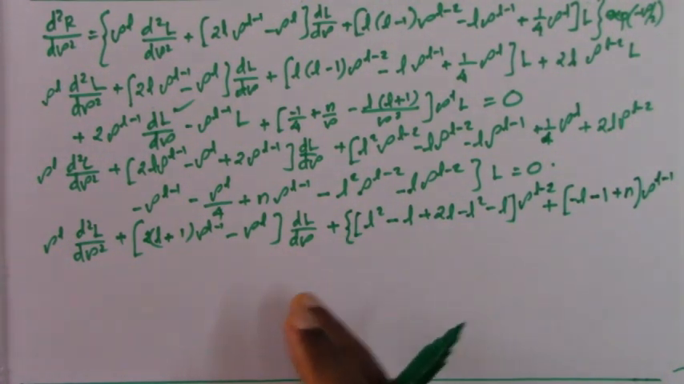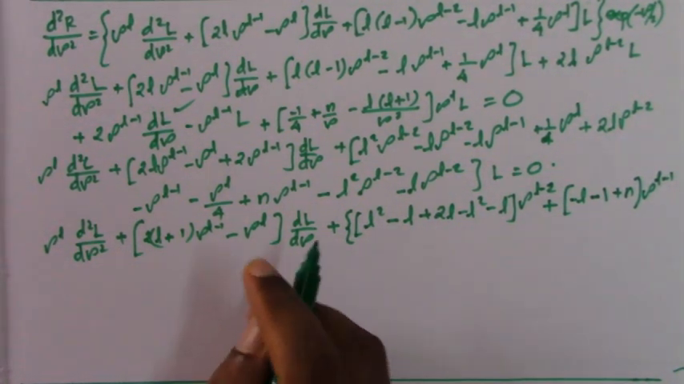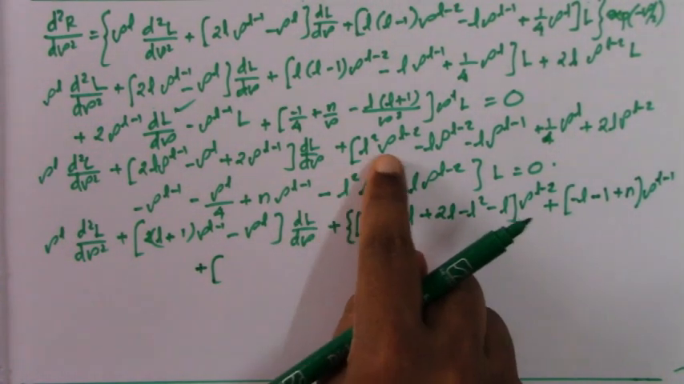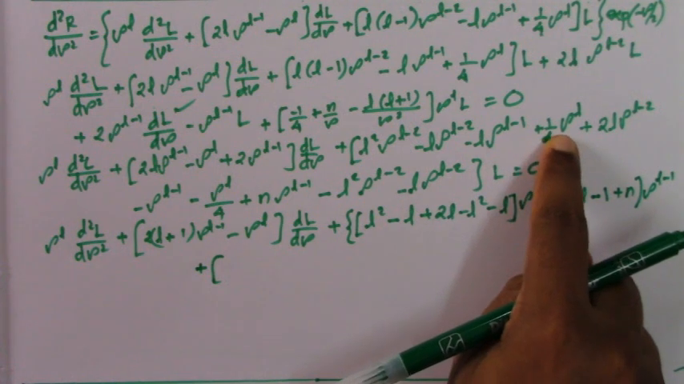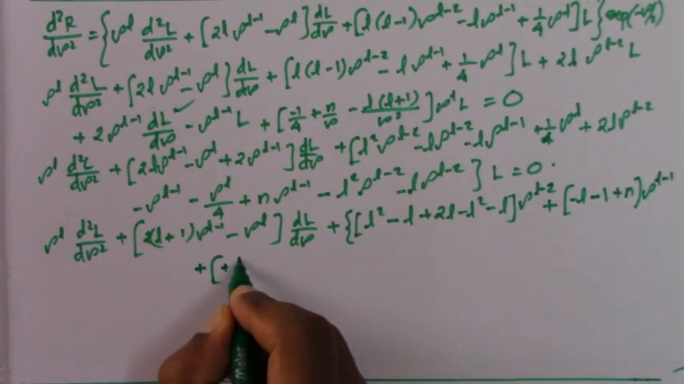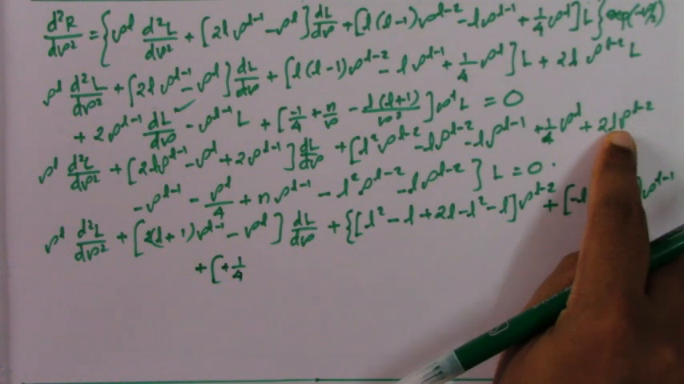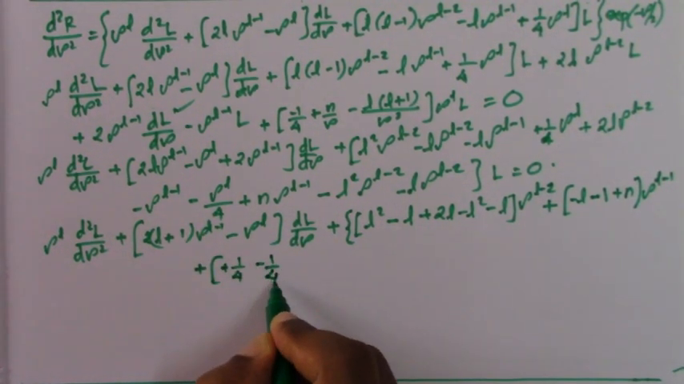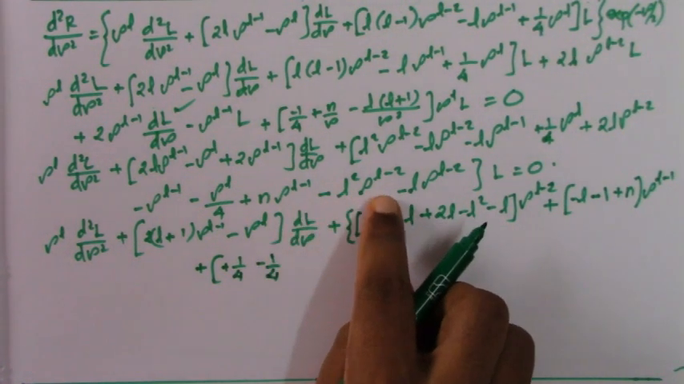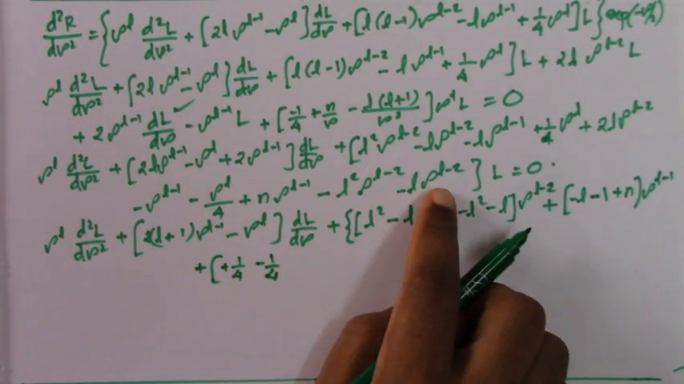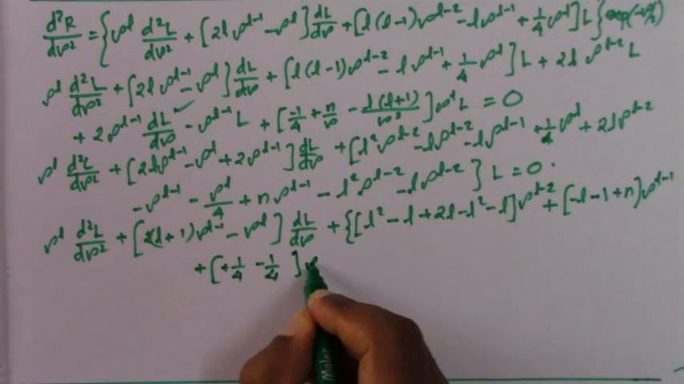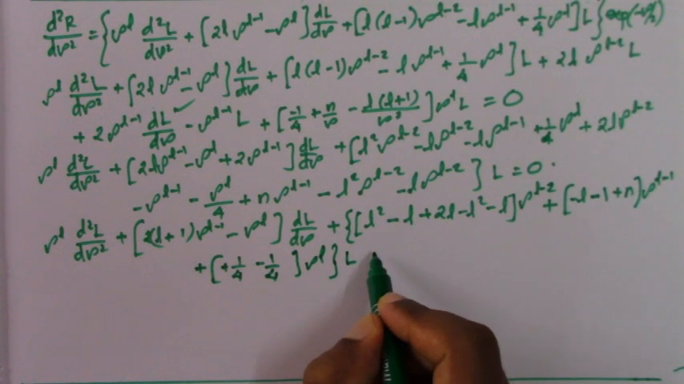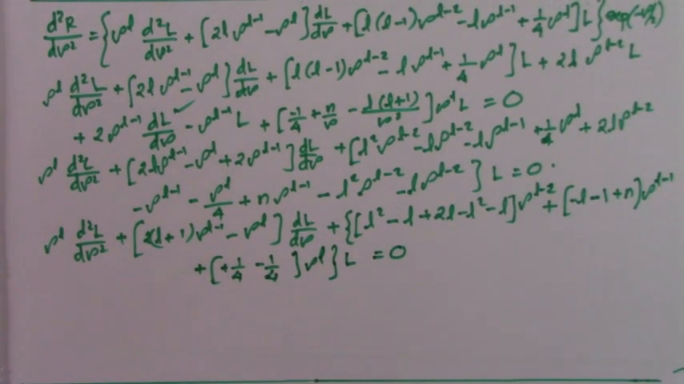Then I have to put all the rho raised to L terms together, plus within the bracket rho raised to L terms. Which are the rho raised to L terms? This one, plus 1 by 4, plus 1 by 4, and when coming from here, minus 1 by 4, minus 1 by 4. Any other rho raised to L terms? No, no rho raised to L terms. Into rho raised to L, and the whole multiplied with L is equal to 0.